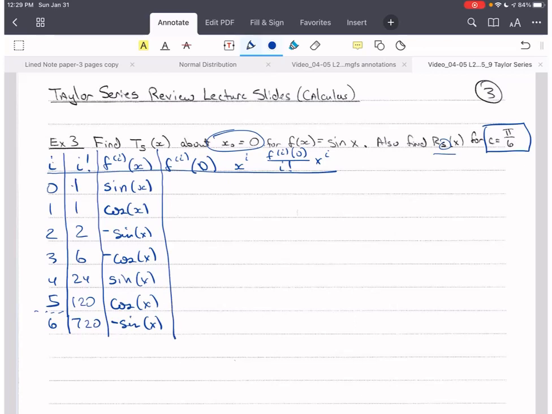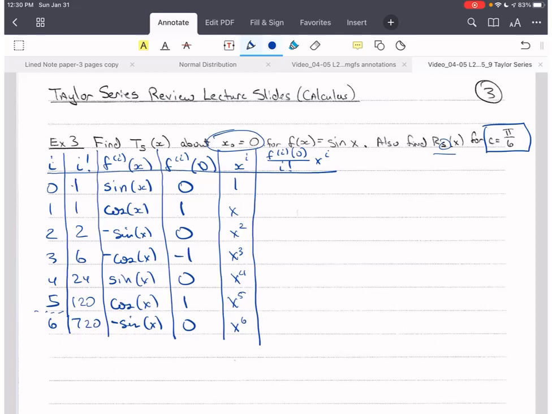Now, I need the derivative at 0. So sine of 0 is 0. Cosine of 0 is 1. Negative sine of 0 is still 0. Negative cosine of 0 is negative 1. And then 0, and then 1, and then 0. Right? All right, so that's our derivative. And then x to the 0 is 1. x squared, x cubed, x to the 4th, x to the 5th, x to the 6th.